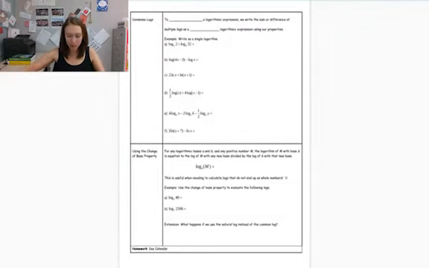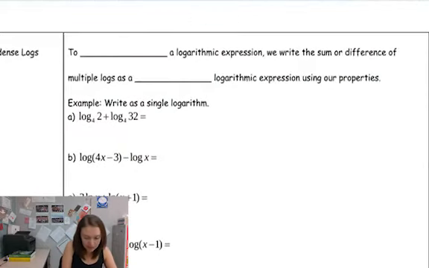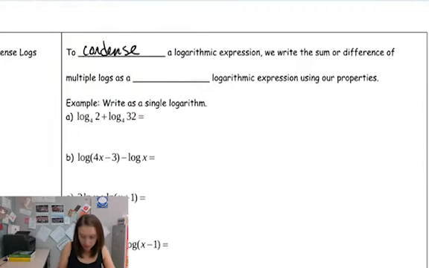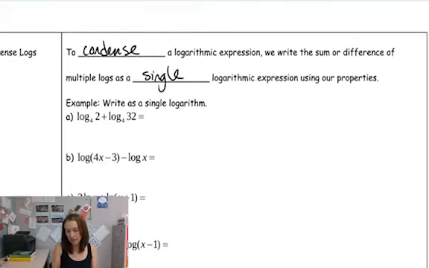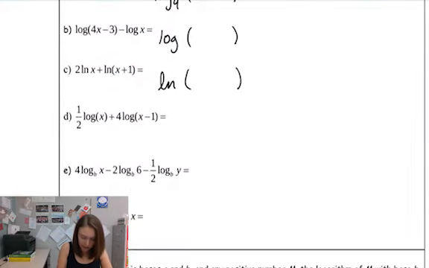All right, on the next page, we're going to go backwards. So we are going to condense the logs. So to condense a logarithmic expression, we write the sum or difference of multiple logs as a single logarithmic expression using our properties. So our goal is to find the log base 4 of something, the log of something, the ln of something. So each one of these, log of something, log base b of something, ln of something.